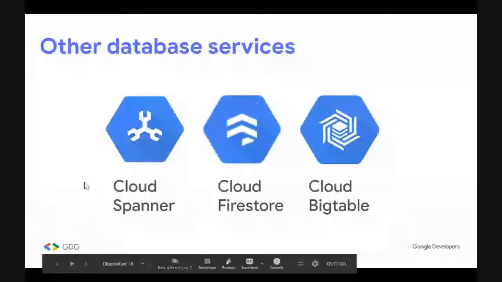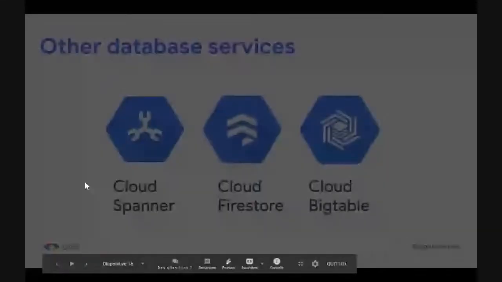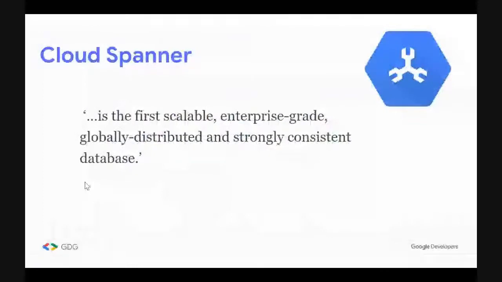Let's start with Cloud Spanner. Talking about scalability, Cloud Spanner is a very interesting database system. According to its documentation, it's the first scalable, enterprise-grade, globally distributed and strongly consistent database. It combines the characteristic of vertical scalability that's associated with relational database systems and horizontal scalability, which is associated with non-relational database systems.